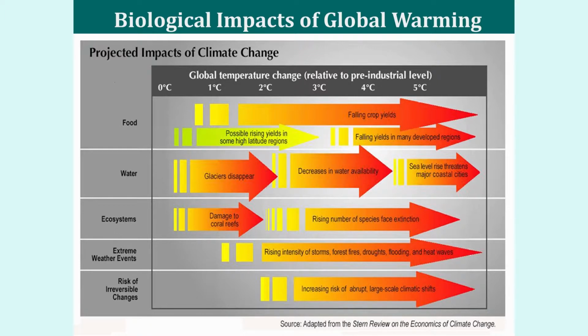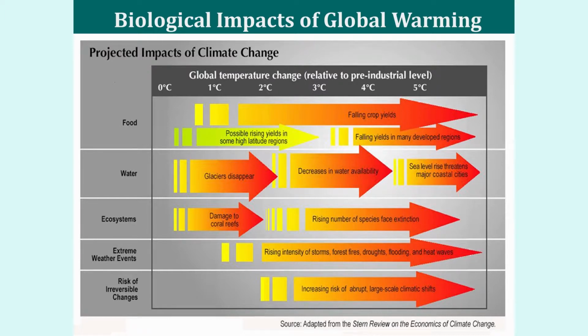With a 1 degree increase in temperature, we'll already start seeing significant effects on crop yields. We'll start seeing, and are already seeing, the disappearance of glaciers, damage to coral reefs. With greater than 1 degree increase, you are going to see a significant increase in the number of species that are going to face extinction, and in the intensity and severity of extreme climatic events.